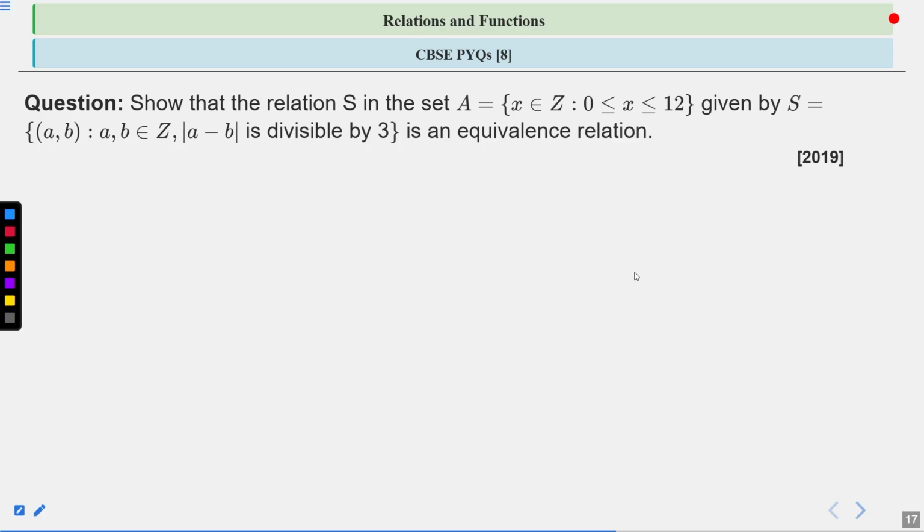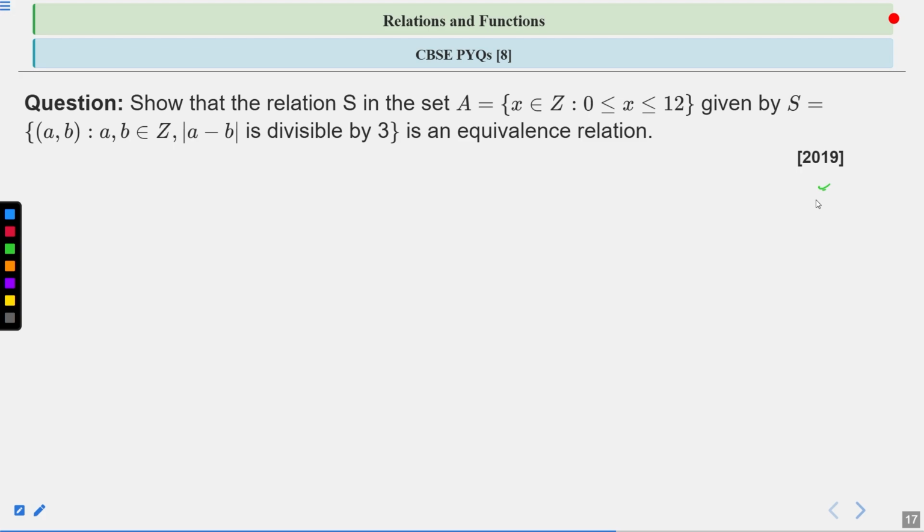The next question is: we have to show that the relation S in the set A = {x belongs to Z : 0 <= x <= 12}, given by S = {(a, b) : a, b belong to Z, |a - b| is divisible by 3}, is an equivalence relation. This has been asked in 2019, right? So this is a similar question as the previous one, and we can approach it similarly.